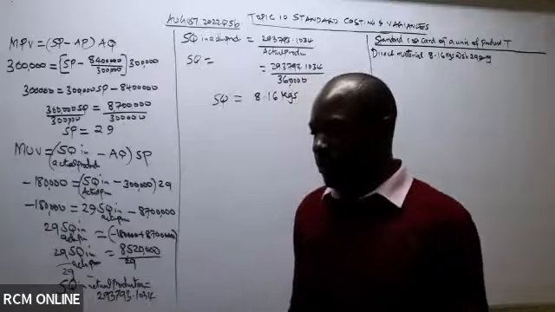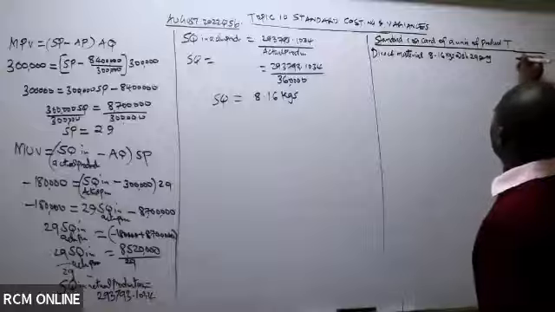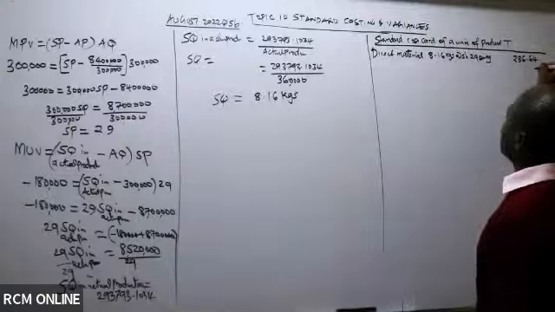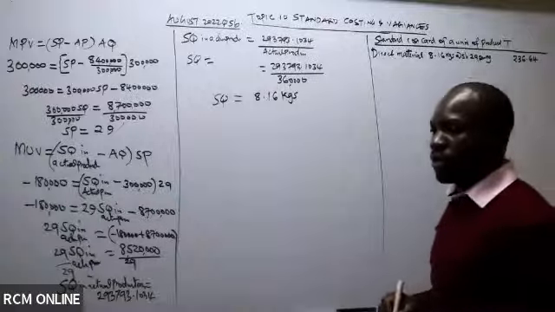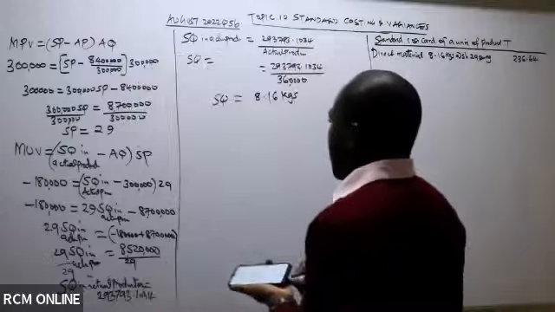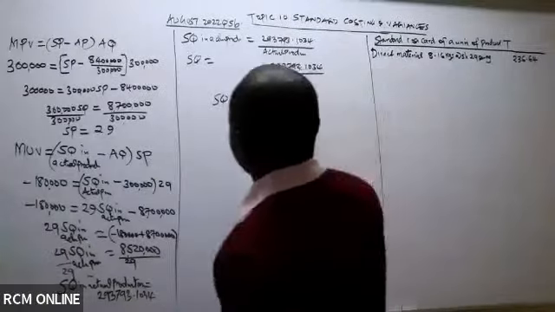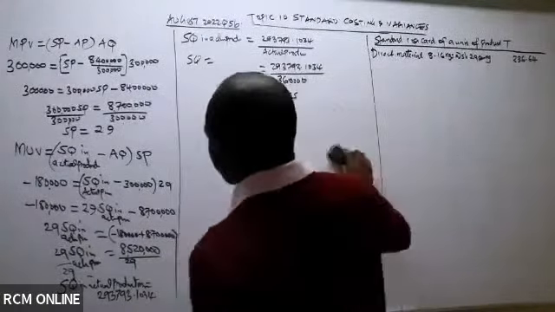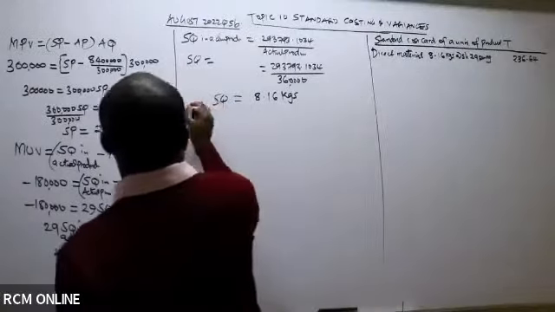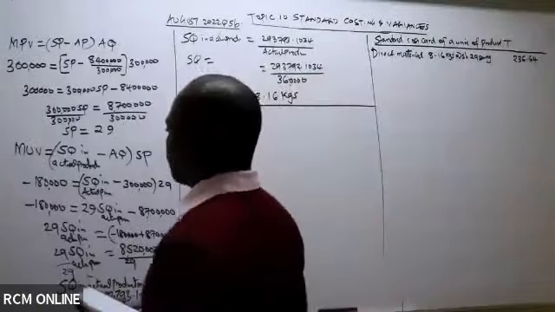8.16 times 29, 236.64. Are we all getting that? If you participate very well, we'll be able to get all the answers almost immediately. Great. Let's go to labor.